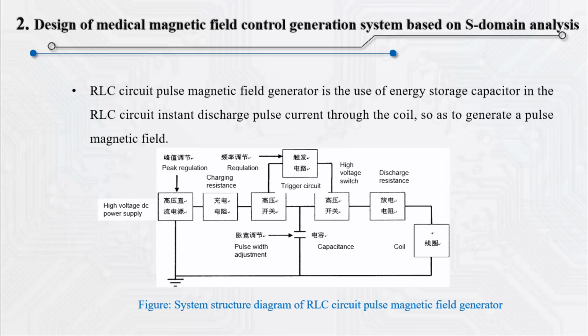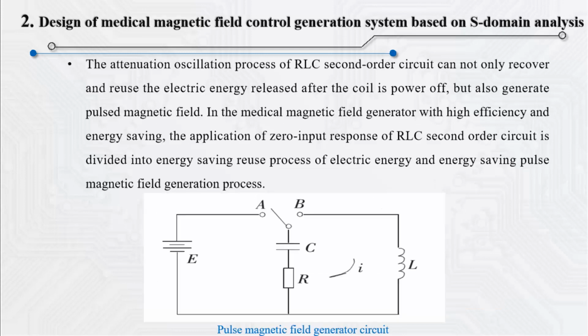The RLC circuit pulsed magnetic field generator has a storage capacitor. Instant discharge in the RLC circuit produces a pulsed current through the coil, creating a pulsed magnetic field. The diagram is the system block diagram of the pulsed magnetic field generator of the RLC circuit. This is an attenuation oscillation process through the RLC second-order circuit, with reusability of the electrical energy released after a power outage on the coil.